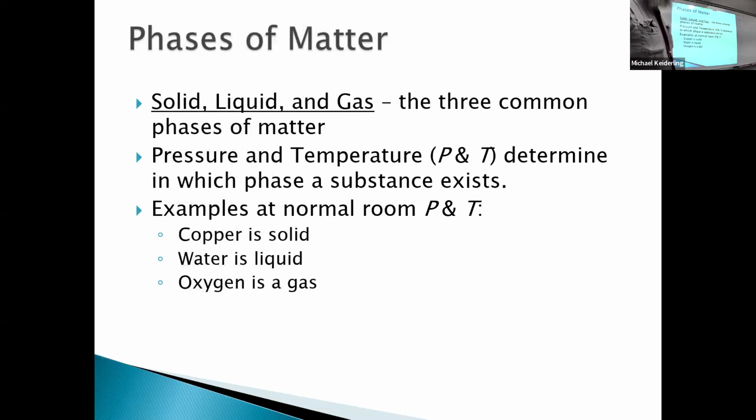So the three common phases of matter are solid, liquid, and gas.